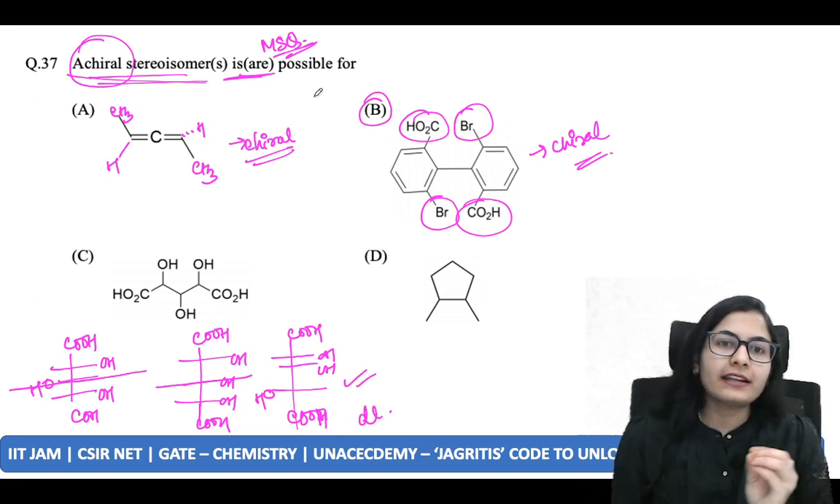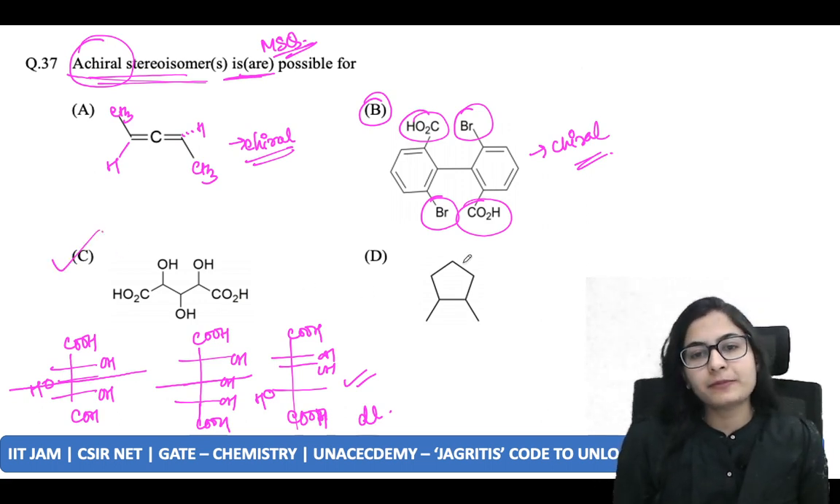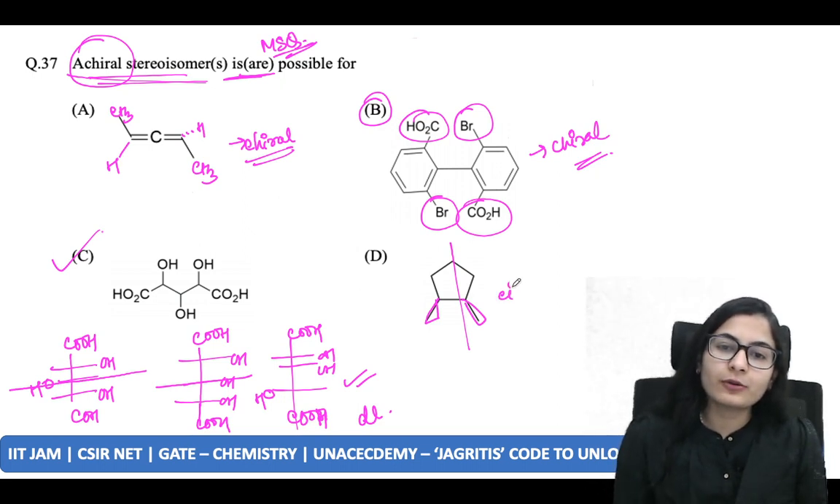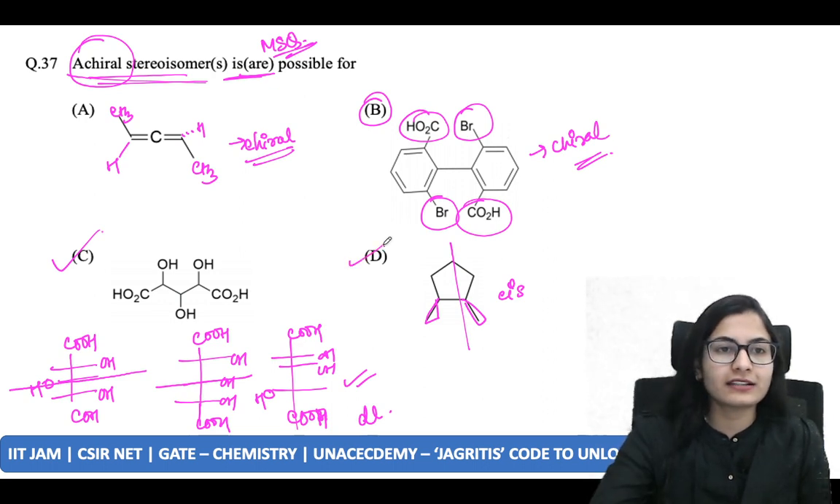So achiral stereoisomers are possible for C, and absolutely for D, if both the methyl groups are on the same side, there will be a sigma plane. So absolutely one of them is achiral. The cis is going to be achiral, the trans is going to be chiral. So C and D both are the correct answer.